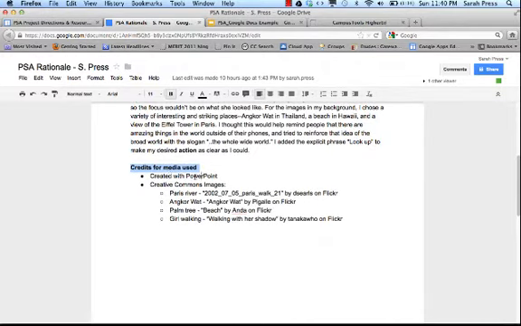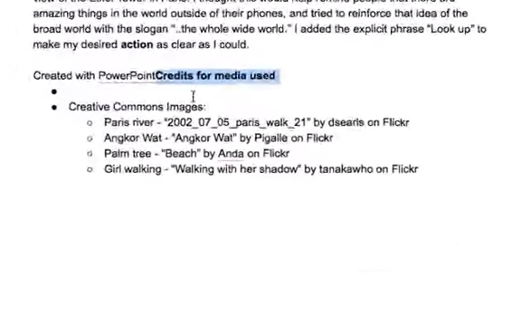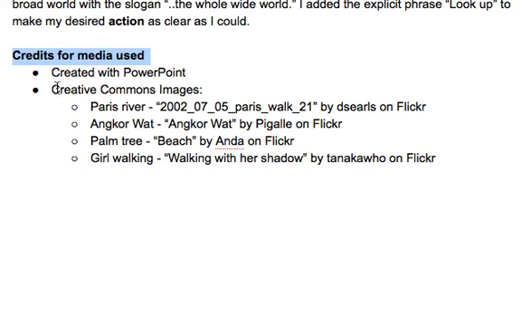You'll notice I said what program I used to create it, as well as the 4 Creative Commons images that appear in my ad. I have one called Paris River, by D. Searles on Flickr, my image of Angkor Wat, which is that Thai temple, this title by P. Gall on Flickr. I found the palm tree and I cropped it down, and that was called Beach by Anda on Flickr. And then that girl walking I modified from Walking with Her Shadow by Tanaka Hu on Flickr. So I credited all 4 of my images, which are all Creative Commons.